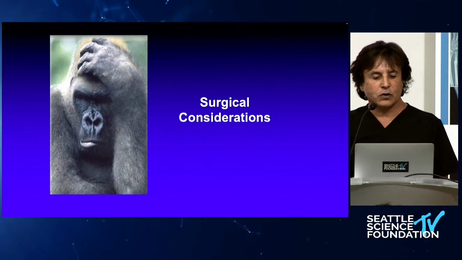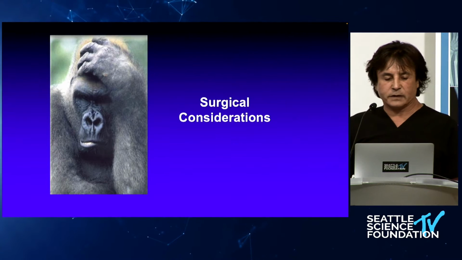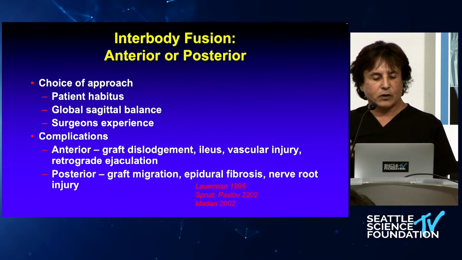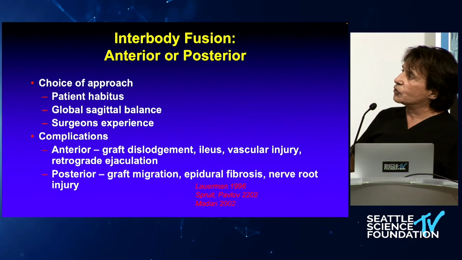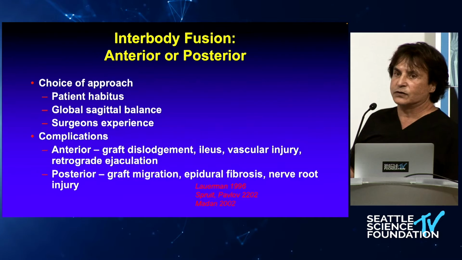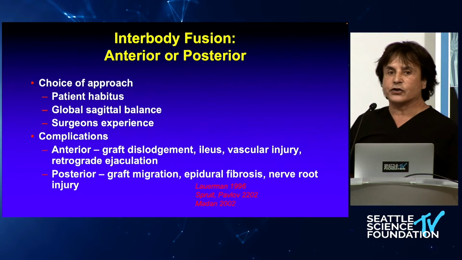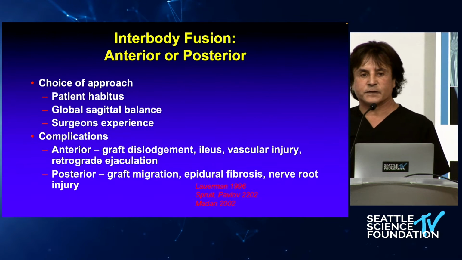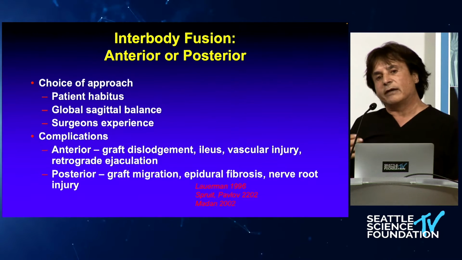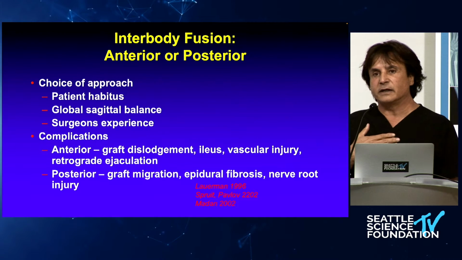And that's basically the surgical options in the adult. So surgical considerations, and this is what I'm interested in, and what we're going to talk about today, is the choice of the approach, and that usually has to do with the patient habitus. The global sagittal balance is particularly important, and most important is surgeon experience. Okay, so everything I'm going to talk about, it really is nice because I have the right surgeons.